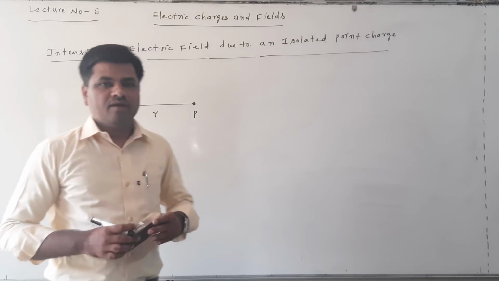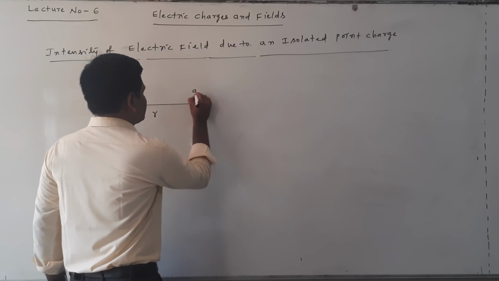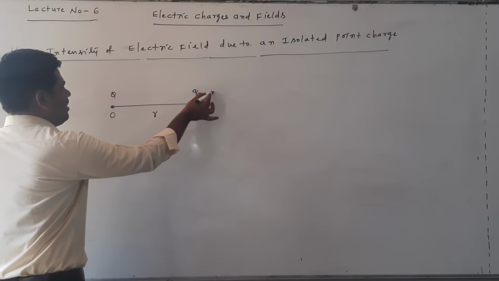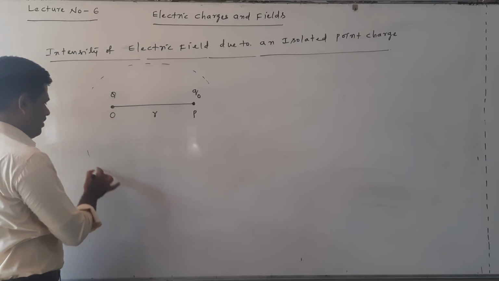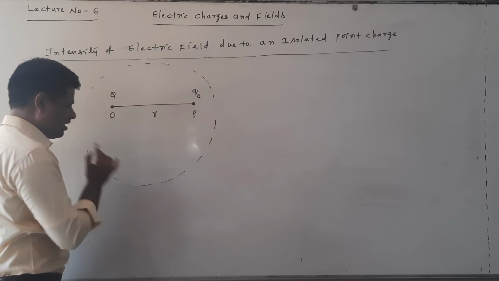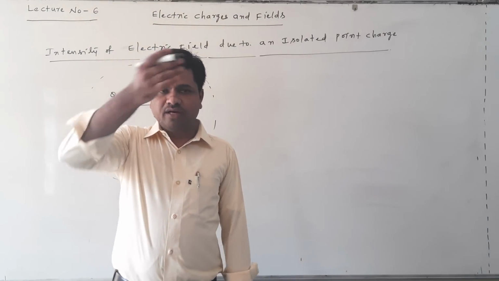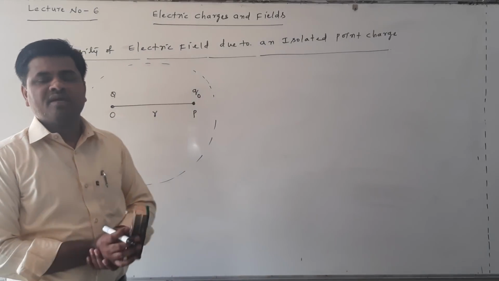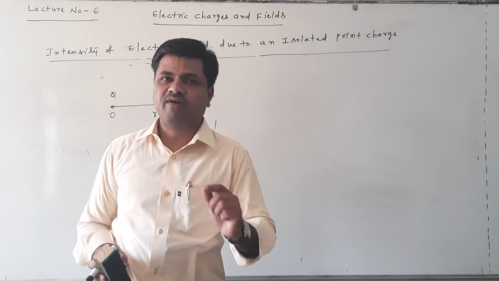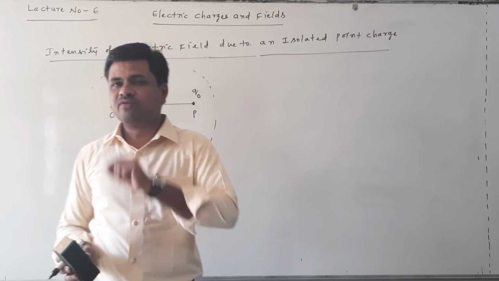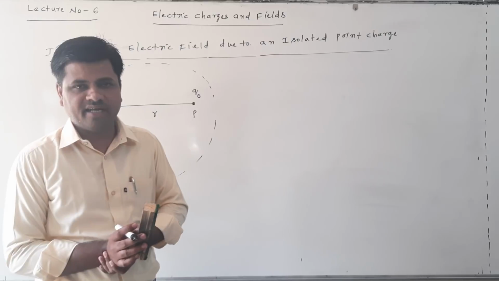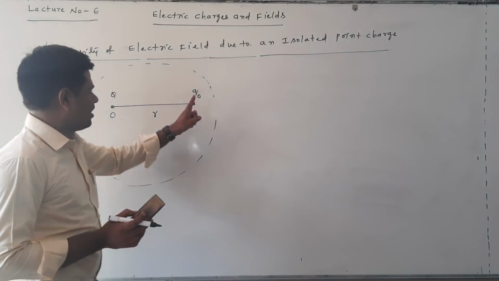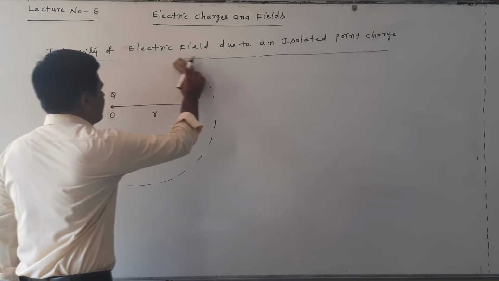Now for this, we have to place a test charge Q naught at the point P. In the region surrounding this charge Q, the capital Q is called the source charge. Surrounding the Q charge, there will be an electric field. In this electric field, I am placing the test charge. That test charge experiences a force because capital Q is the source charge. The isolated point charge is acting like a source charge. This source charge produces an electric field. Due to the electric field, a force acts on the Q naught charge.